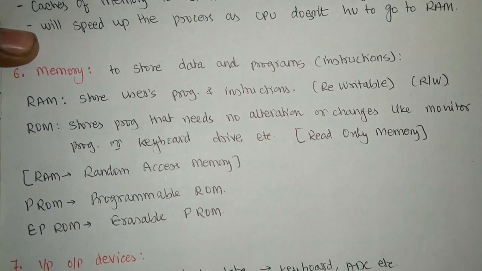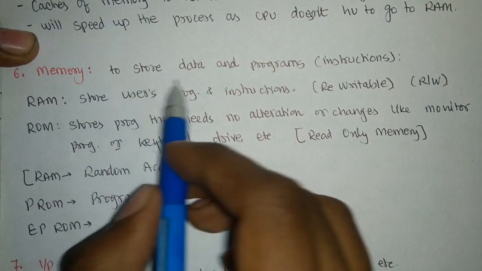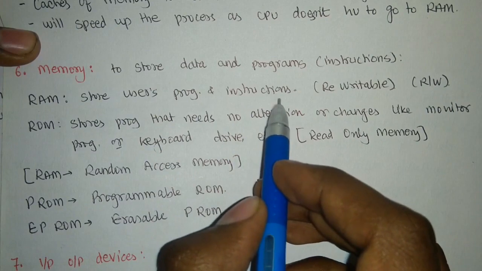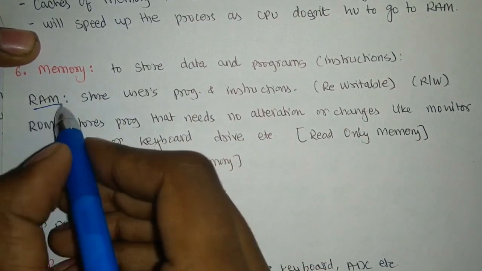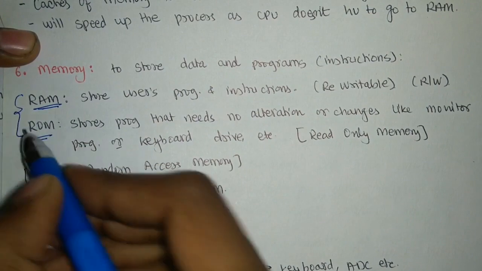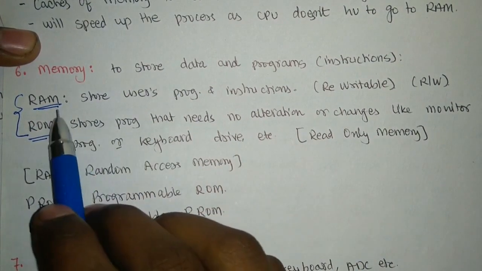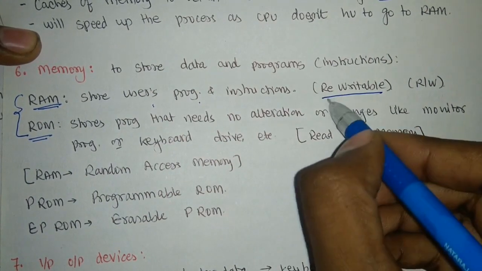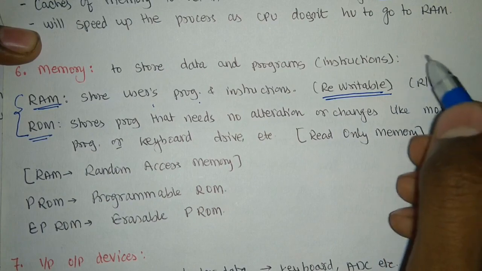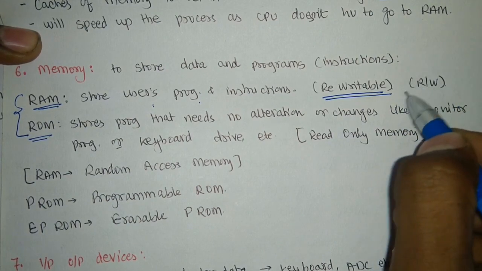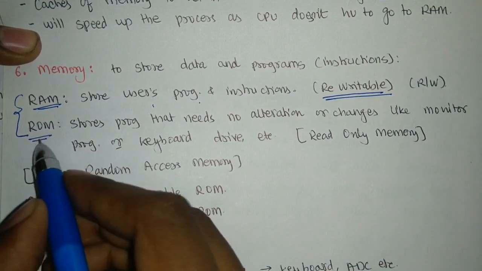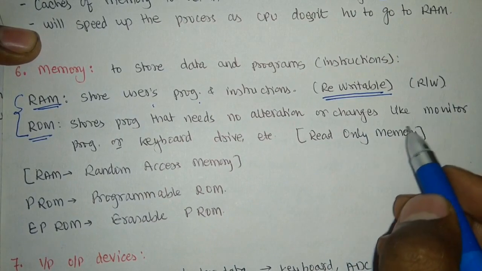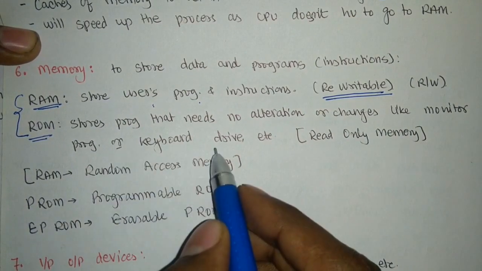Then next we talk about the memory, to store the data and programs or the instructions. RAM stores users' programs and instructions. We can have different types of memories. One is known as RAM, another is ROM, which are very famous types of memories that we have. RAM is used to store users' programs and instructions, and it is rewritable in nature. Rewritable means we can write or rewrite onto the RAM. Basically, a programmer can modify the content of a RAM. Whereas ROM stores programs that need no alteration or changes, just like our monitor program, our keyboard drive or our boot up programs.